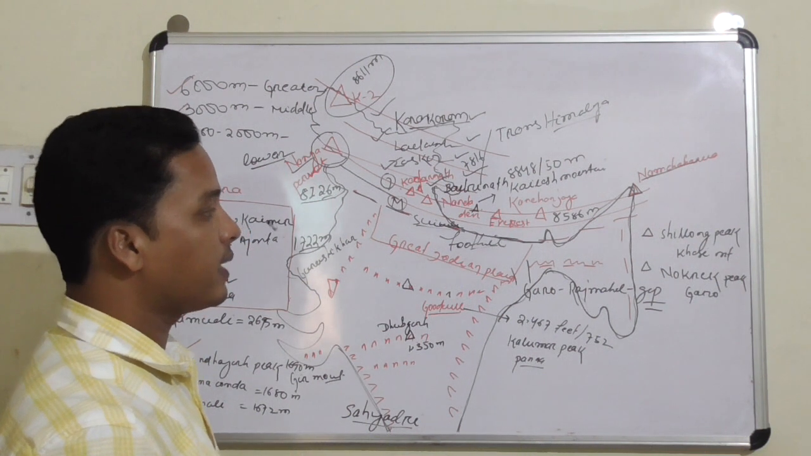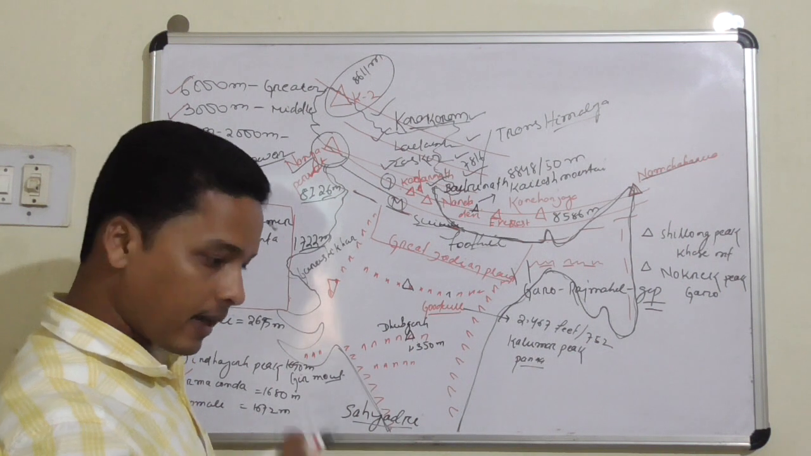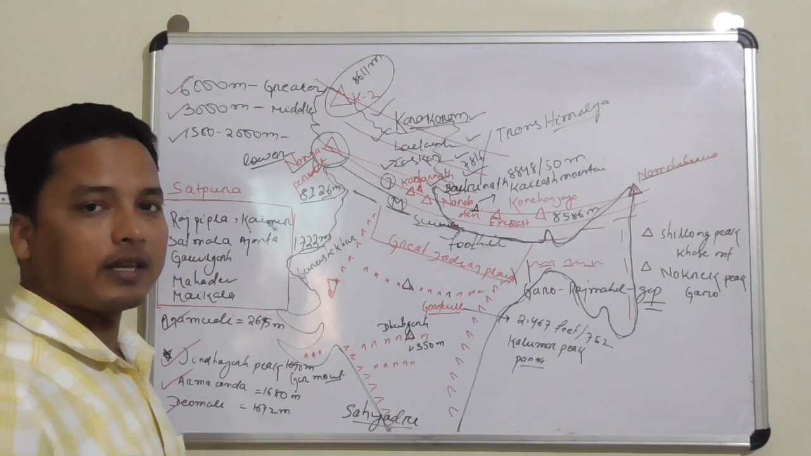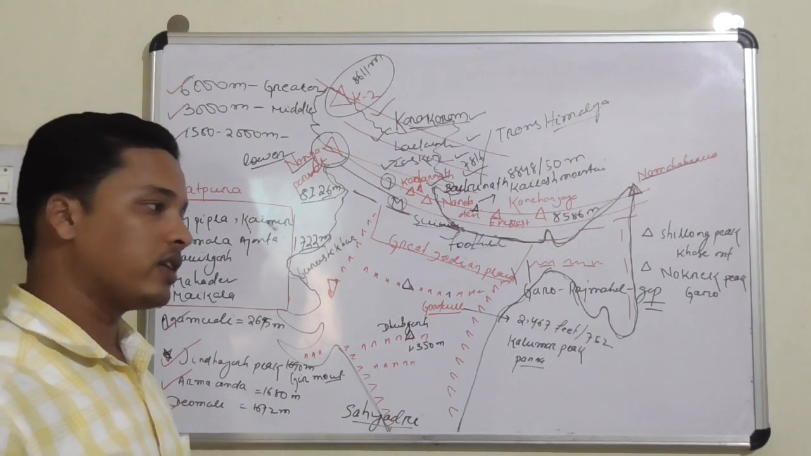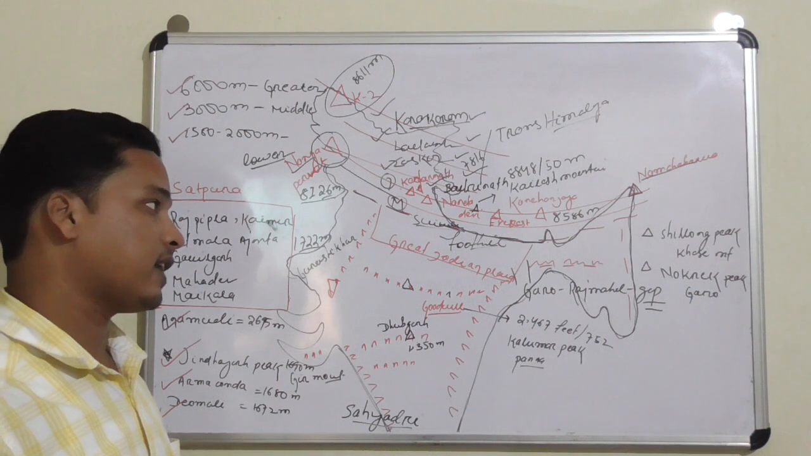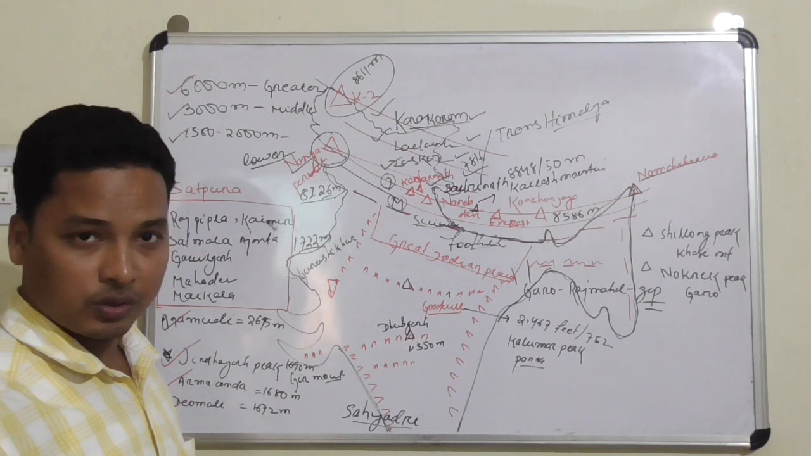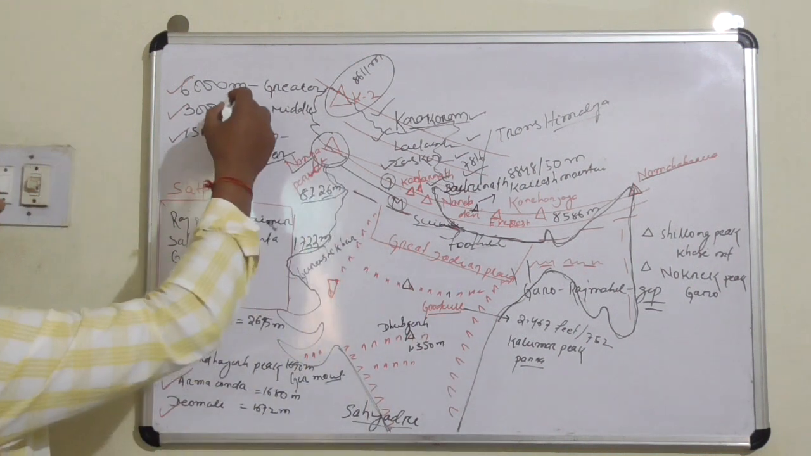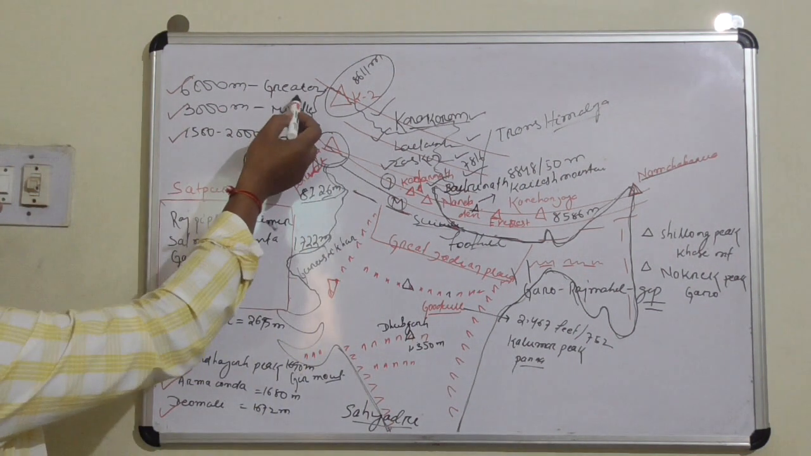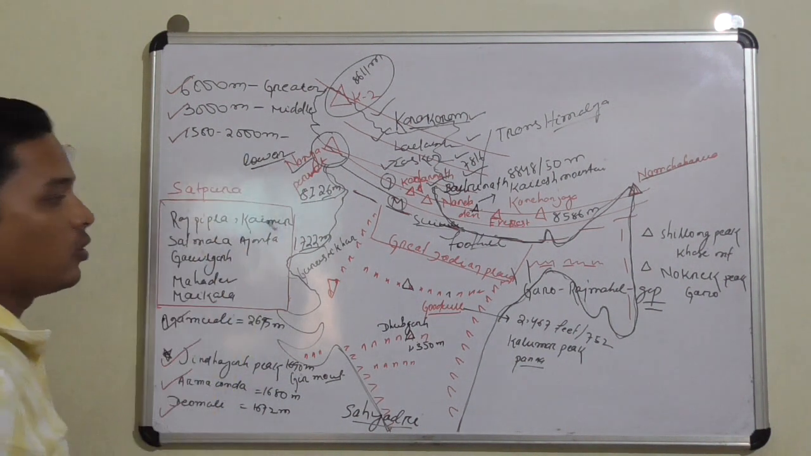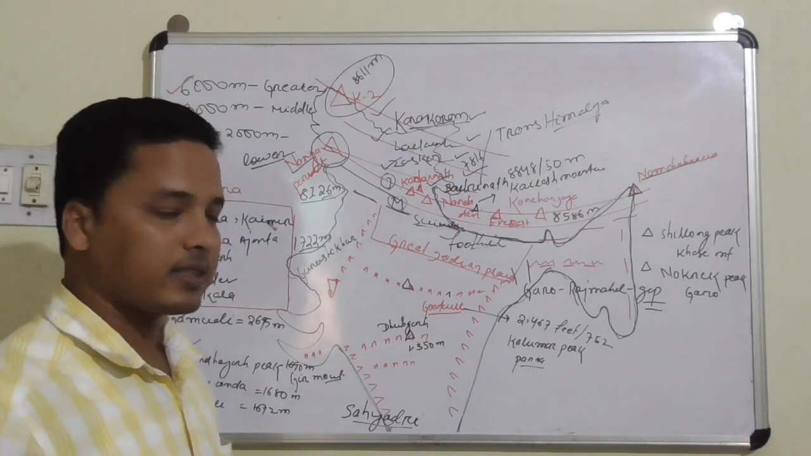Next comes your Middle Himalaya. The Middle Himalaya is parallel to the Greater Himalaya. What is the average height of Greater Himalaya? That is 6,000 meter. The average height of Middle Himalaya is 3,000 meter. The average height of the Shivalik foothills would be 1,500 to 2,000 meter. It is written over here. These are the average heights.